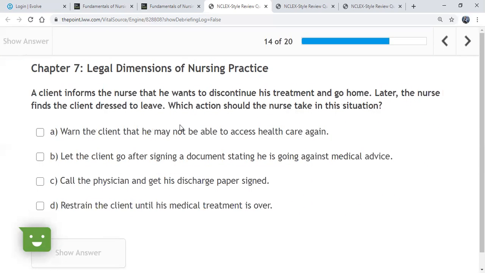All right, last one, guys. A client informs the nurse that he wants to discontinue his treatment and go home. Later, the nurse finds the client dressed to leave. Which action should the nurse take?